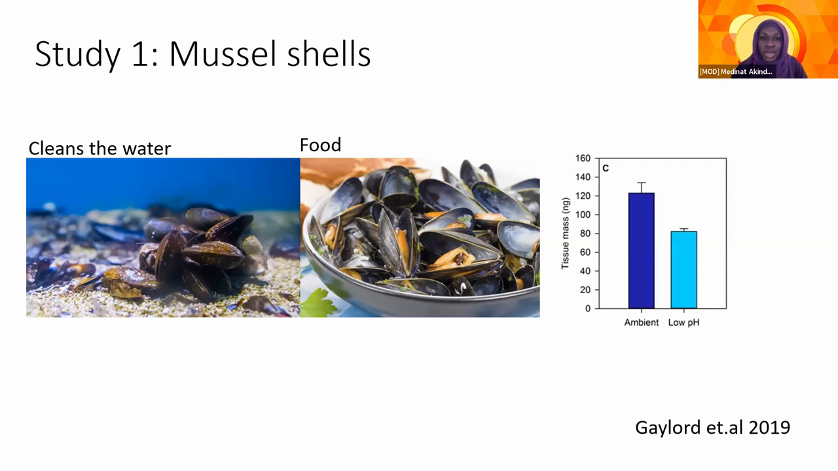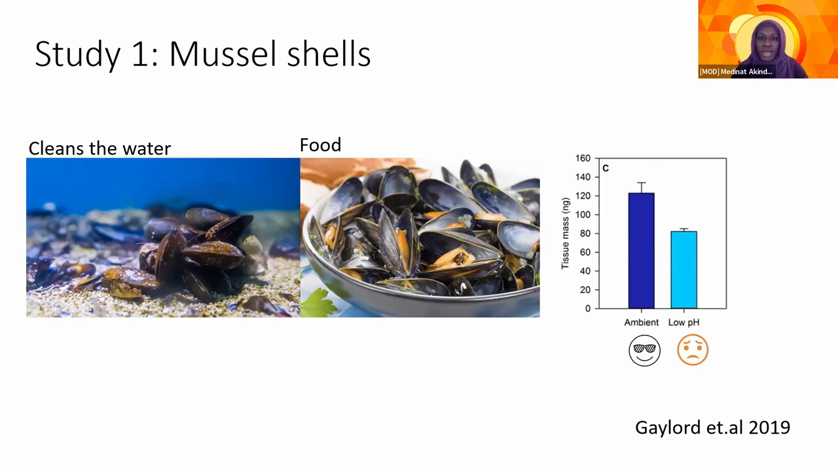So they measured the tissue mass of the mussel shells. They're comparing ambient conditions, what they consider to be a more normal pH for the mussels, to a lower pH condition that represents ocean acidification. And the tissue mass decreased from 120 to about 80 nanograms.